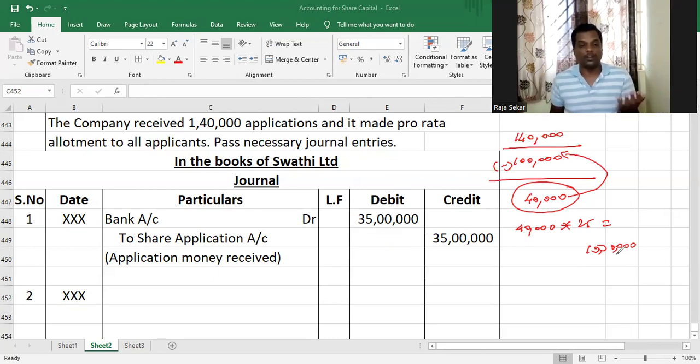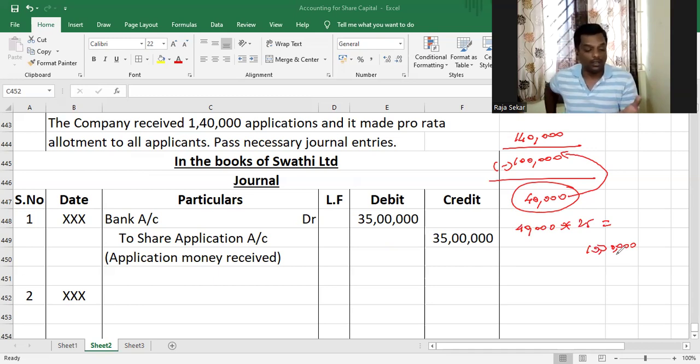It can refund the 10 lakh rupees to the shareholders and tell them to pay the allotment money after that. Or the company might say, I'm not going to refund the 10 lakh rupees to you. I'm going to set off this 10 lakh rupees against the allotment money which is due from you now that I have allotted shares. Because the next transaction is actually transferring the application money to share capital and making the allotment money due.